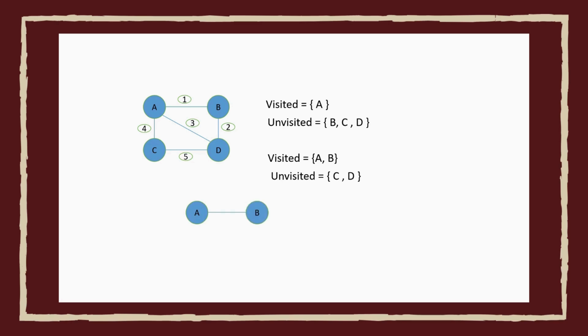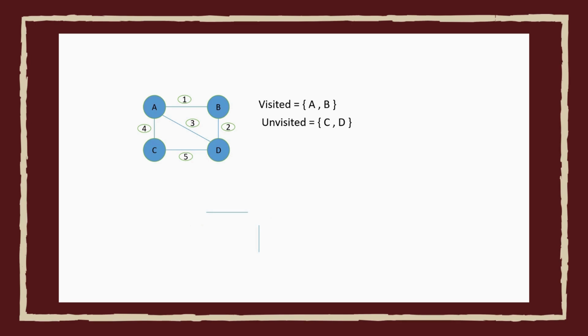Final steps. Now the visited set contains A, B and D. The remaining unvisited node is C. We check the possible paths from A to C, from D to C. Between these two, the minimum cost path is from A to C. So we select the edge and mark C as visited. Result: at this point, the unvisited set is empty.